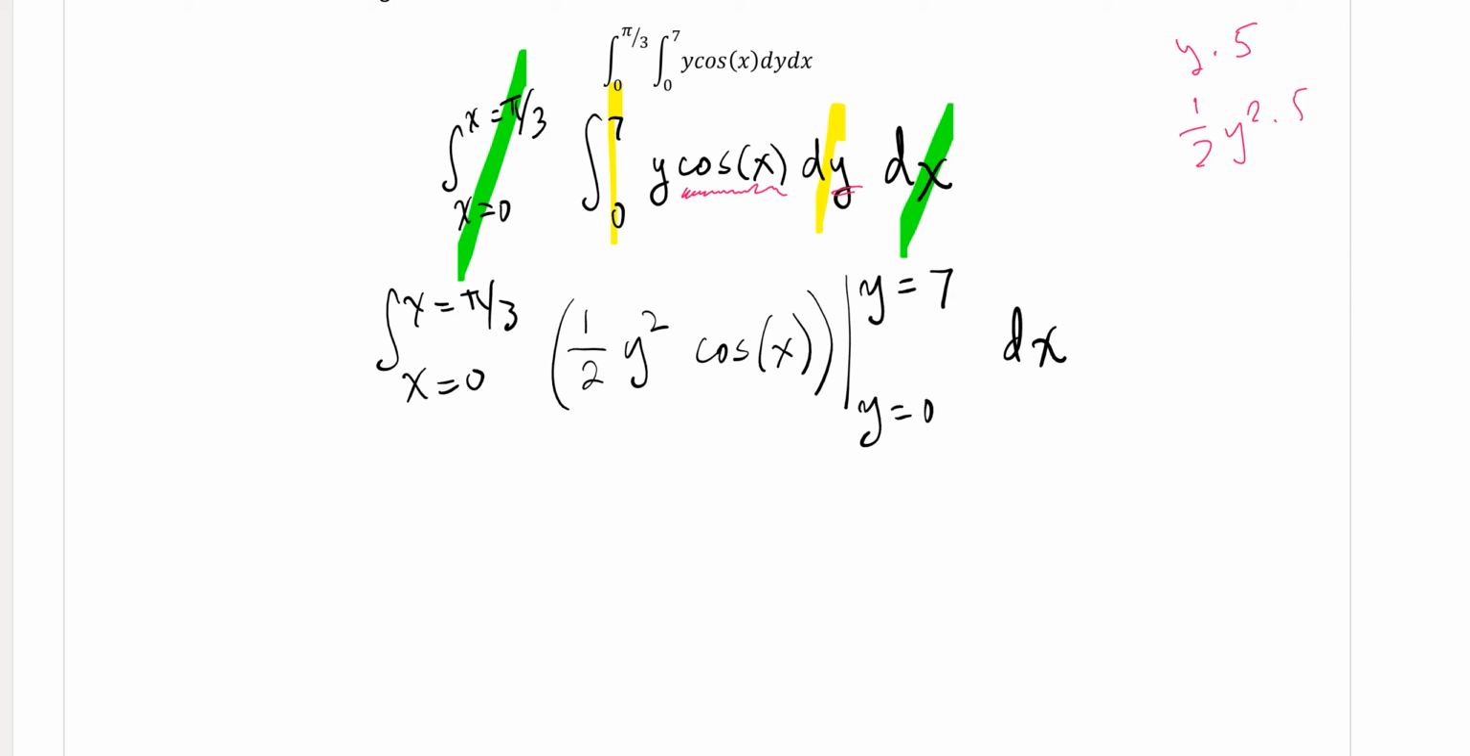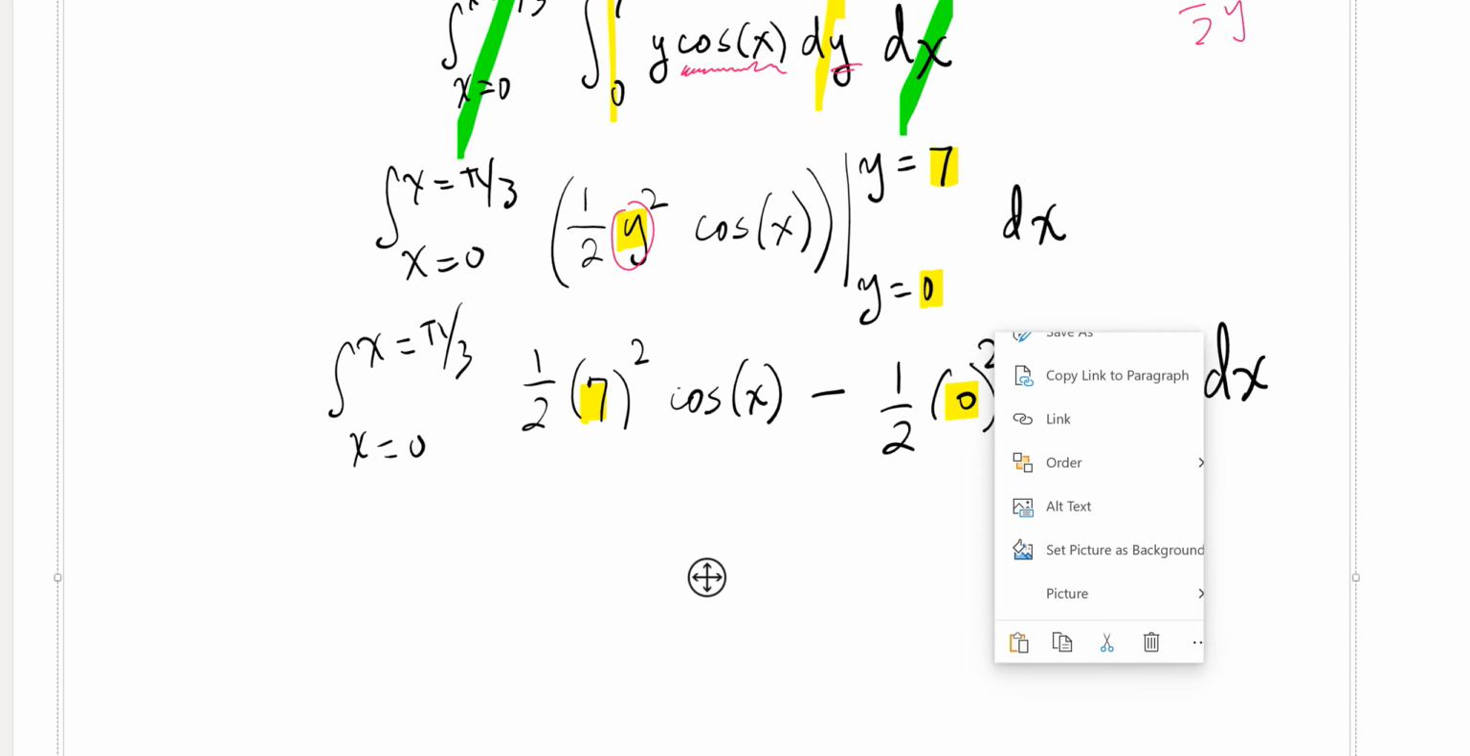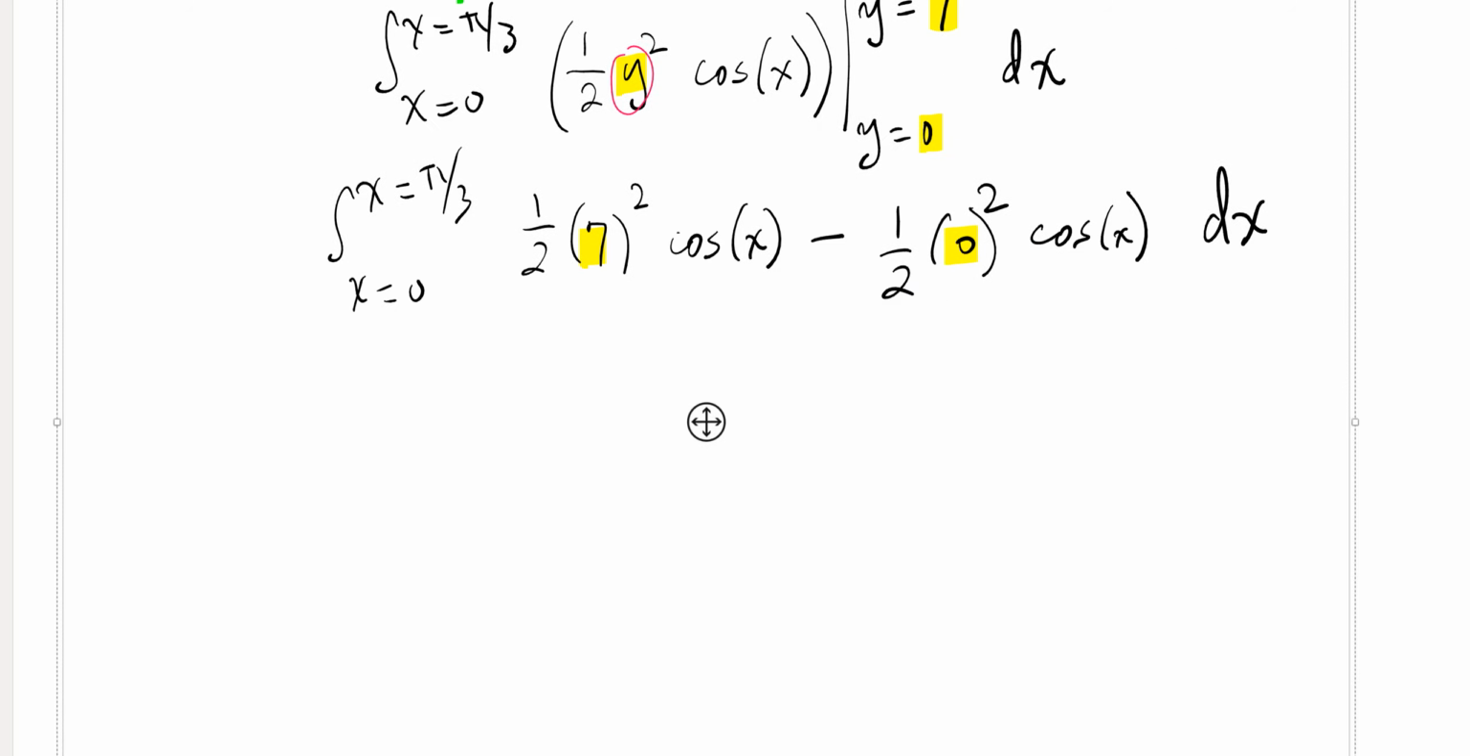So let's do that, plugging in now 7 and then 0 for y and subtracting. So we'll get the integral as x goes from 0 to pi over 3 of 1/2 times 7 squared times the cosine of x minus 1/2 times 0 squared times the cosine of x dx. So we've plugged in 7 and 0 for y and subtracted. Now let's clean it up a little bit and then we'll do the x integral.